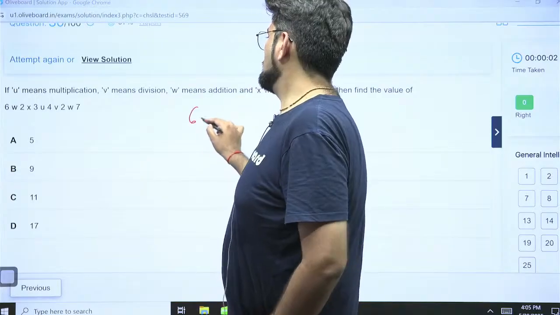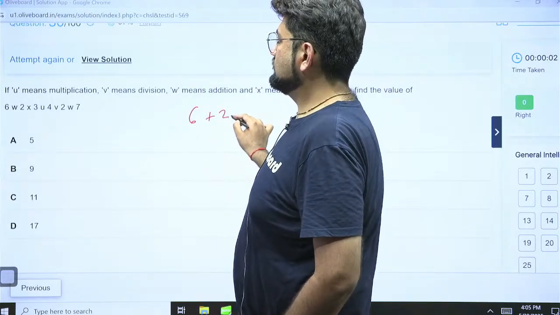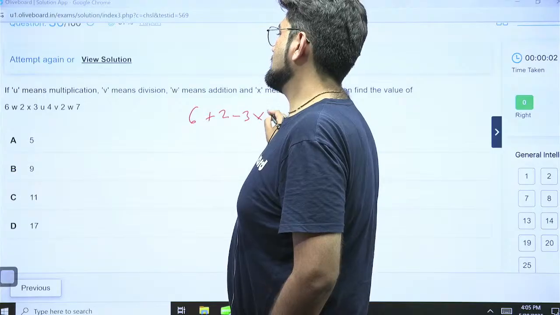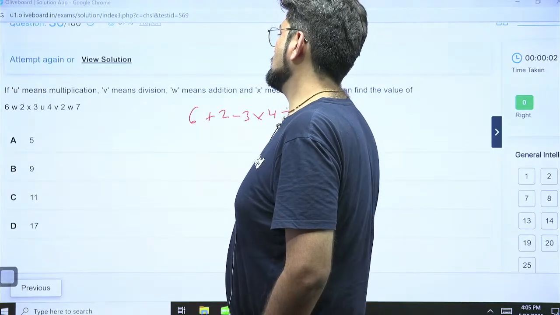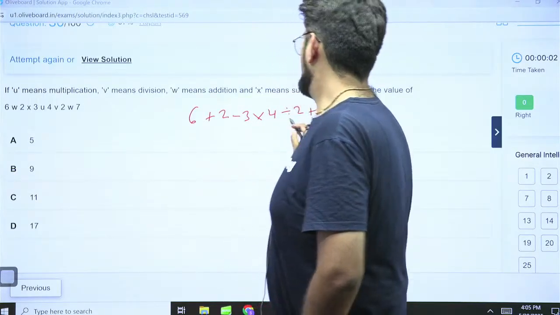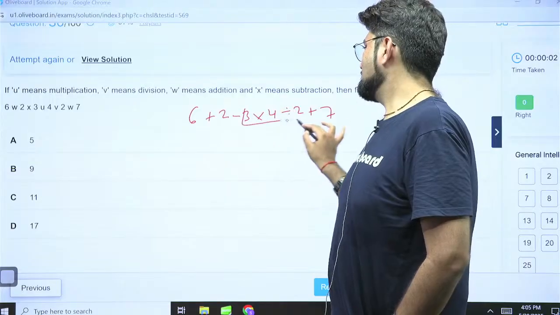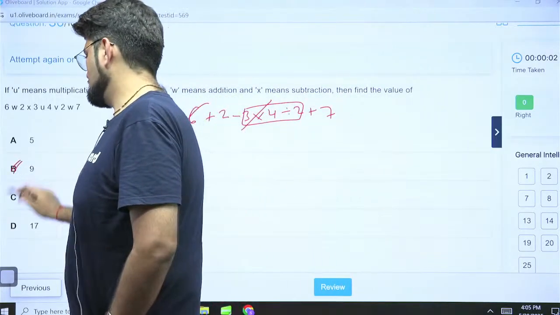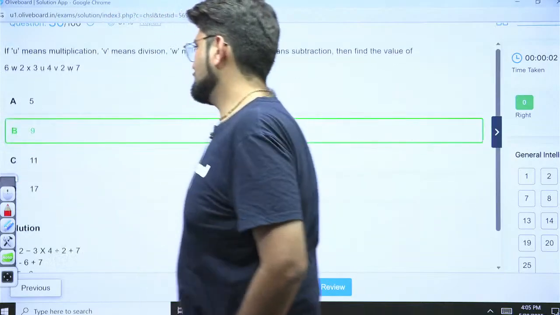So 6, W means addition, 2, X means subtraction, 3, U means multiplication, 4, V means division, 2, W means addition, 7. So this is 2, 2 into 3, 6, minus 6 plus 6 is gone, 2 plus 7 is 9, so option B is the correct answer. Next.